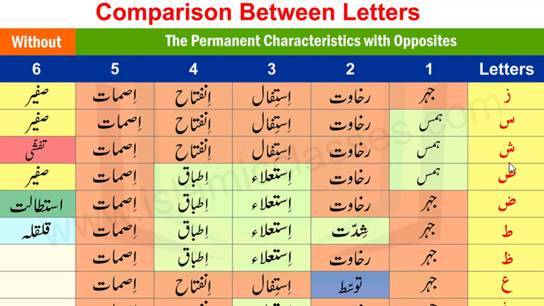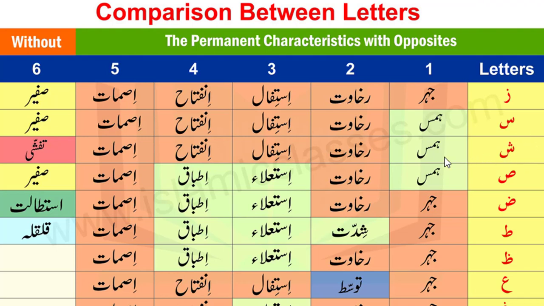In the seen, it has also safir and it has hams, like when we say Bismillah. This is the continuation of the breath. Rakhawa, the continuation of the sound, like Bis, the sound is also continuing. Istifal, infitah, ismat, and safir. Safir, like whistling sound.